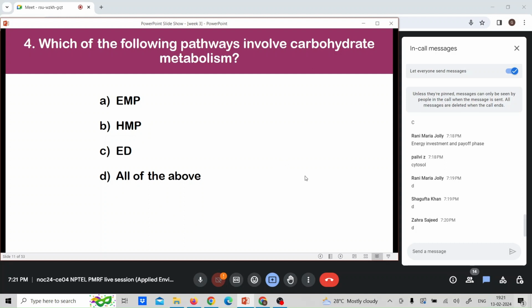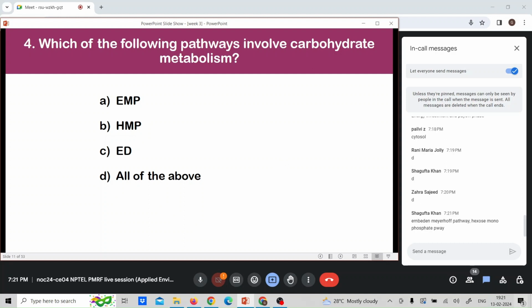Okay, let me first ask what EMP is. Shagufta Khan has answered it right. EMP stands for Emden-Meyerhoff Parnas pathway.